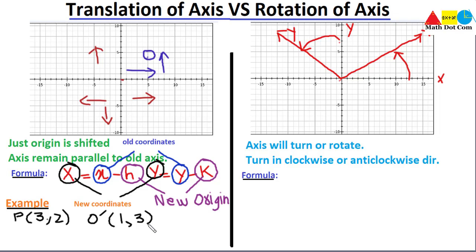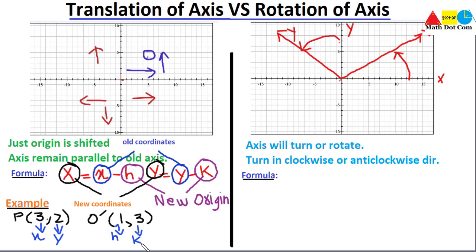(3, 2) are the coordinates when the origin was (0, 0). Keep this in mind. So this is small x and this is small y, this is h and this is k. What you have to do is just put these values in the formula and you will find the xy coordinates of the point P with respect to the new axis, that is the translated axis, where the origin has been shifted, then the point with respect to that origin has also shifted.